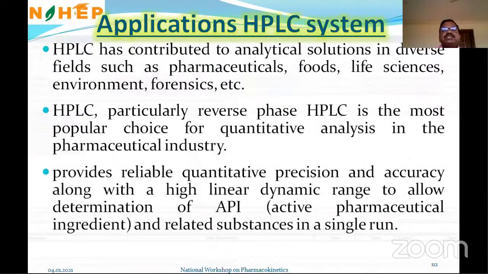Coming to the application of HPLC, it has contributed to analytical solutions in diverse fields such as pharmaceuticals, food industry, life sciences, environment, and forensics. Reverse phase HPLC, in particular, is the most popular choice for quantitative analysis in the pharmaceutical industry. It provides reliable quantitative precision and accuracy along with a high linear dynamic range, allowing determination of active pharmaceutical ingredients and related substances in a single run.